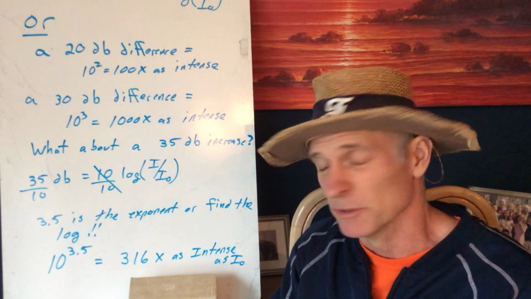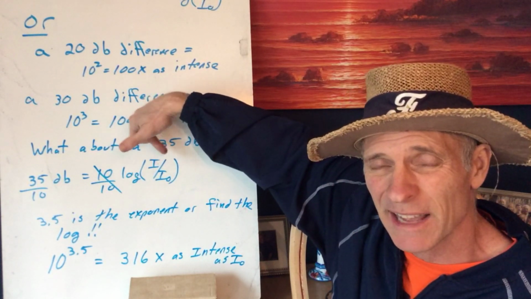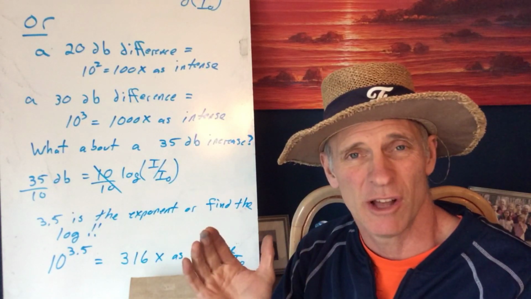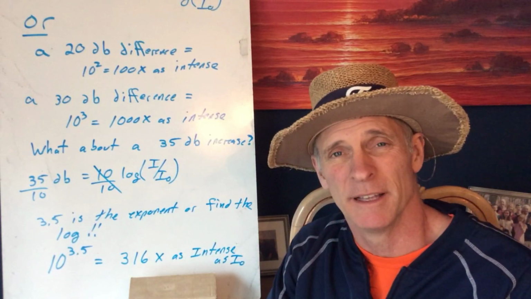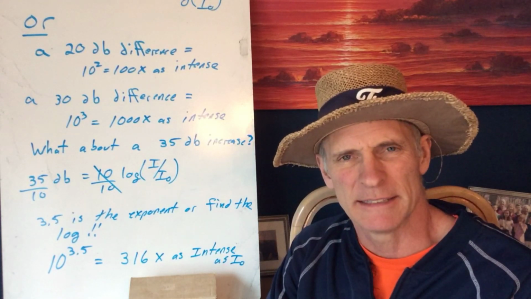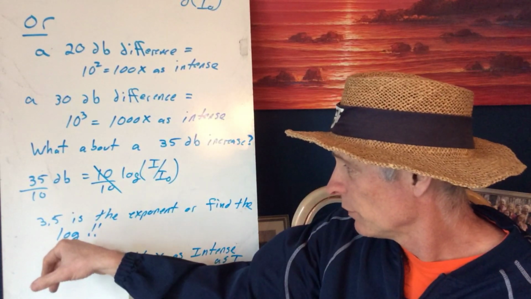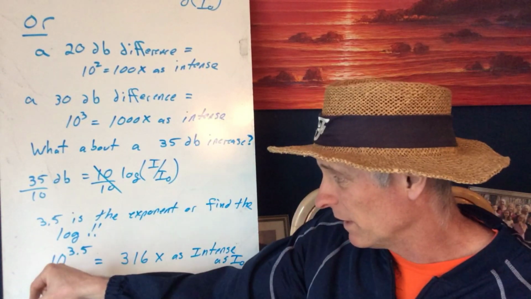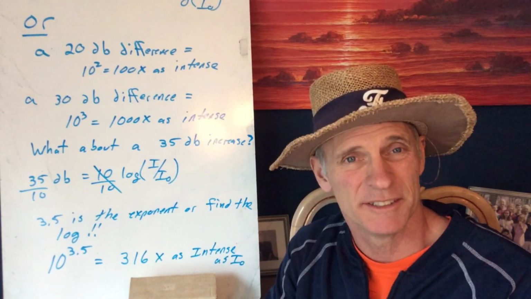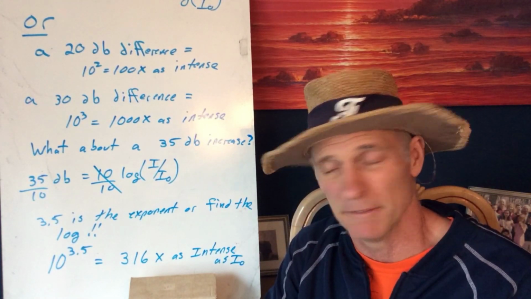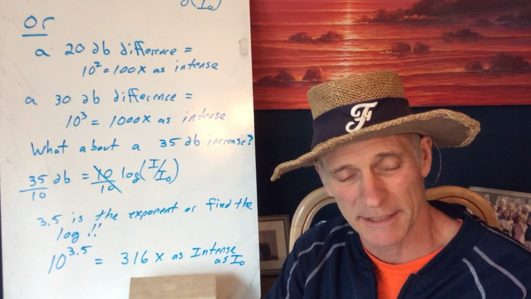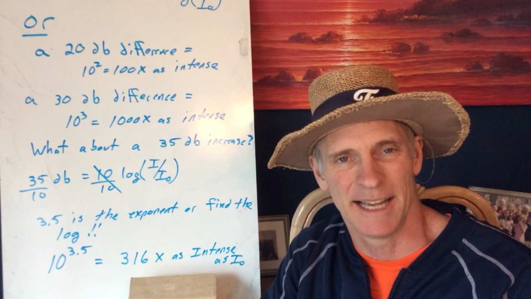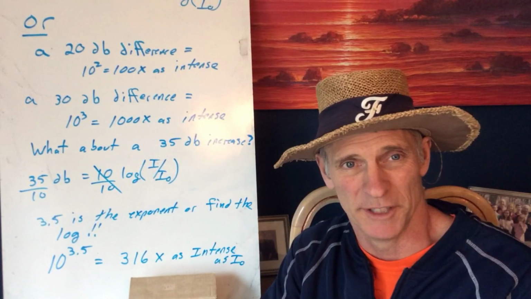Here's my 35 decibels, and that's going to equal 10 log I over I sub O. So when I divide both sides by 10 to get log by itself, I'm going to get 3.5 as the logarithm. You guys know how to take that logarithm and invert it. If we know that 3.5 is the exponent in base 10, then we know that 10 raised to the 3.5 power is the value of the intensity. So if you plug 10 raised to the 3.5 power into your calculator, you should get around 316 times as intense as the threshold of hearing.